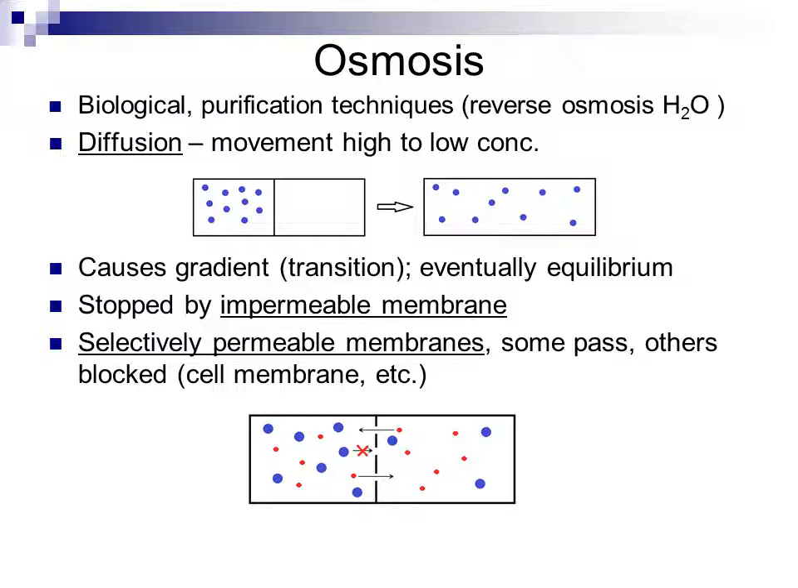In this example below, the red dots are able to pass through the barrier, but the blue dots are not able to pass through the barrier. So the membrane is selectively permeable and allows red dots through, but does not allow blue dots through.